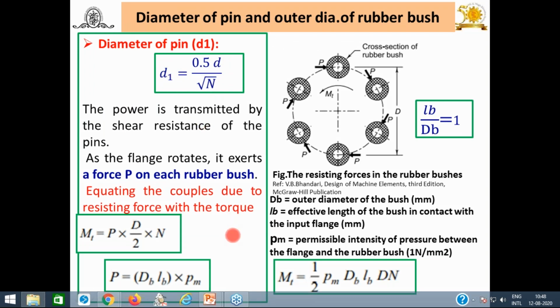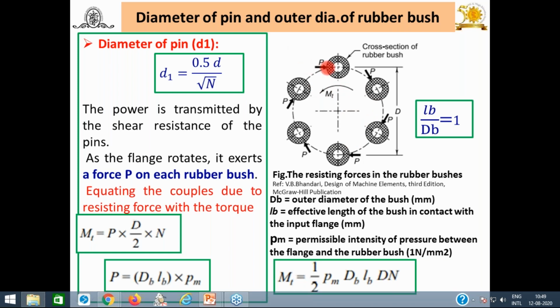Second thing, what is happening? Look at this. Now these are the pins of diameter D1, over which, you know very well, is the extended part of the pin, over which there is a brass bush, and after that this is a rubber bush. I have shown here. When these flanges transmit the torque, or are subjected to torque, look at this Mt. So what is happening?